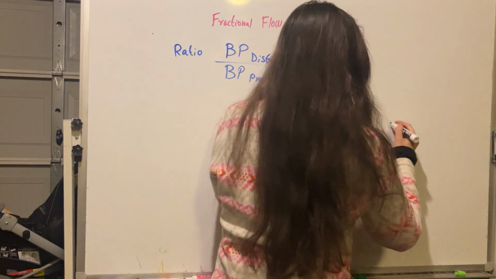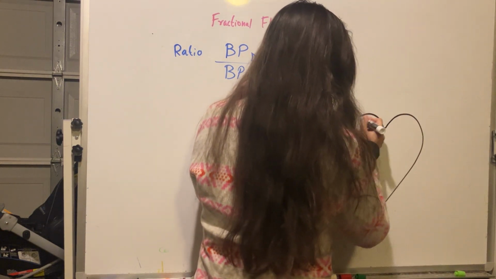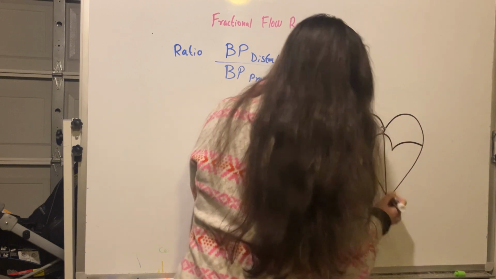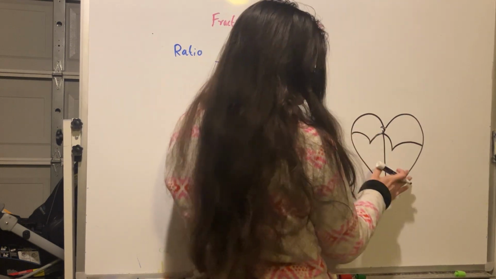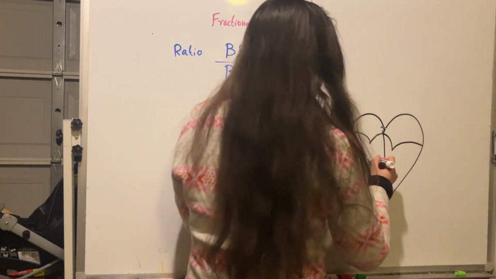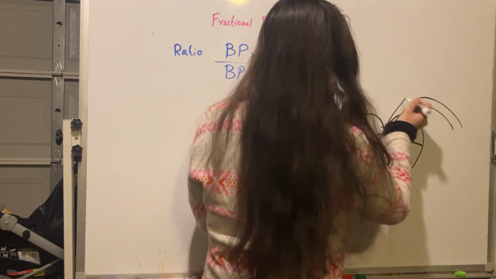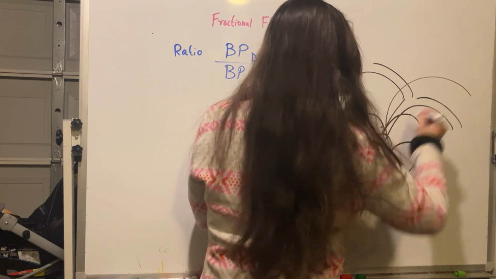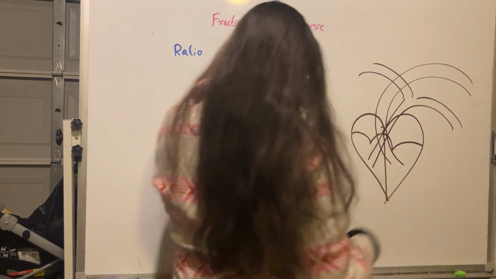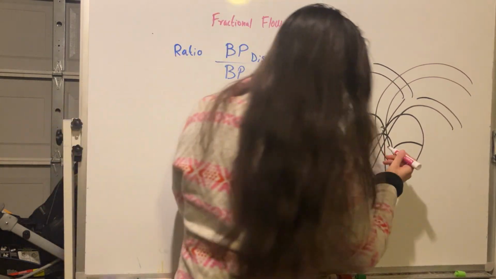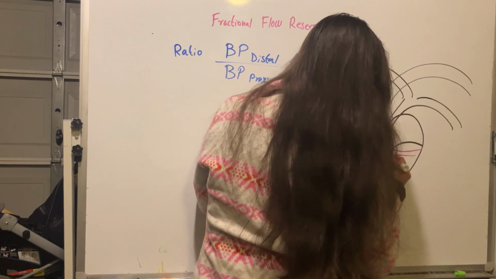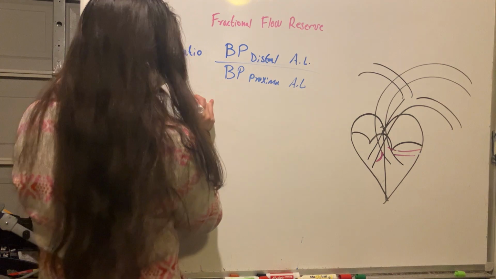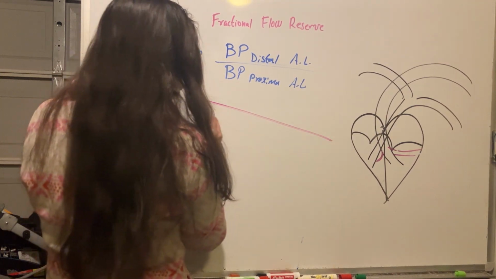So here we have the heart. This is the left atrium, left ventricle, right ventricle. This is the pulmonary artery. And this is the aorta. So we have the coronary arteries coming here. Let's say this is the coronary artery, the left coronary artery. Here is the left coronary artery.